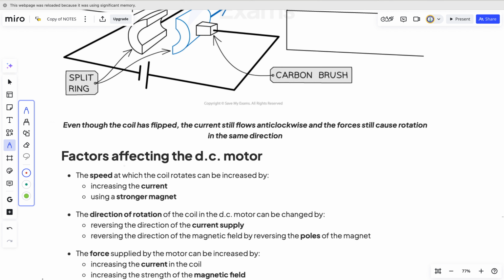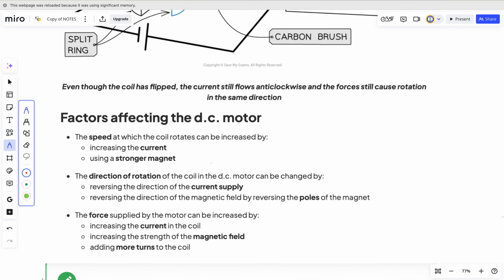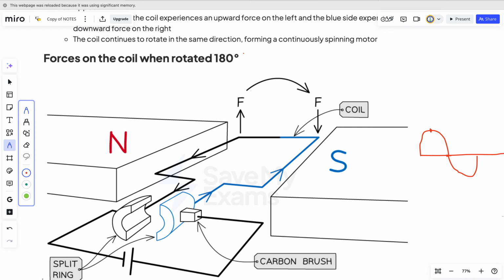Now let's take a look at the factors affecting the DC motor. What are the factors? I've already explained some. If you want to increase the speed at which the coil rotates, one of the things you have to do is make more coils. You increase the number of turns here. If you use 500, you can make it 1000 coils. So you can increase the torque to increase the speed of rotation.